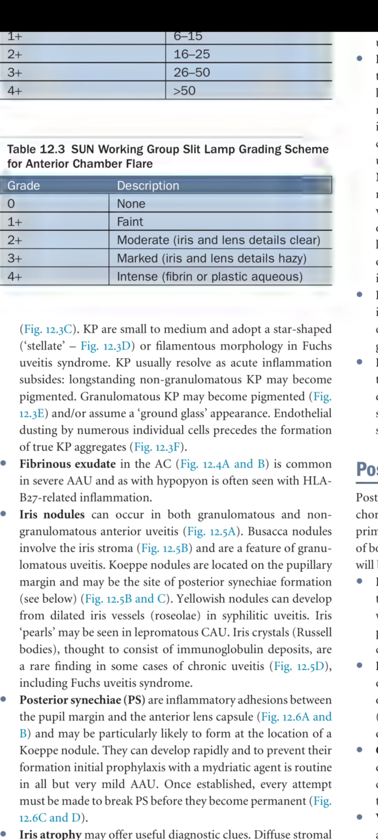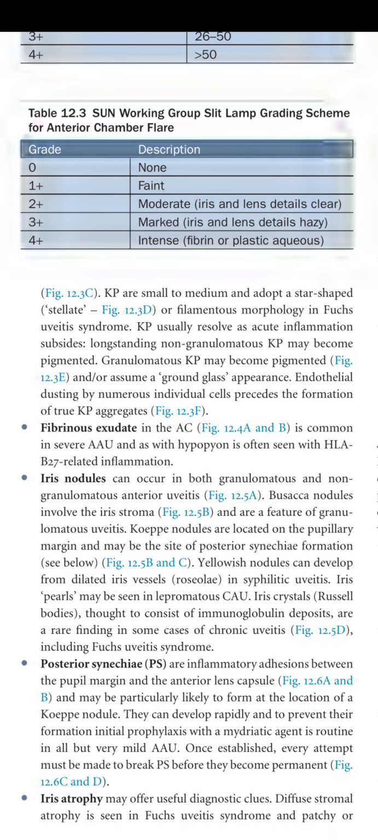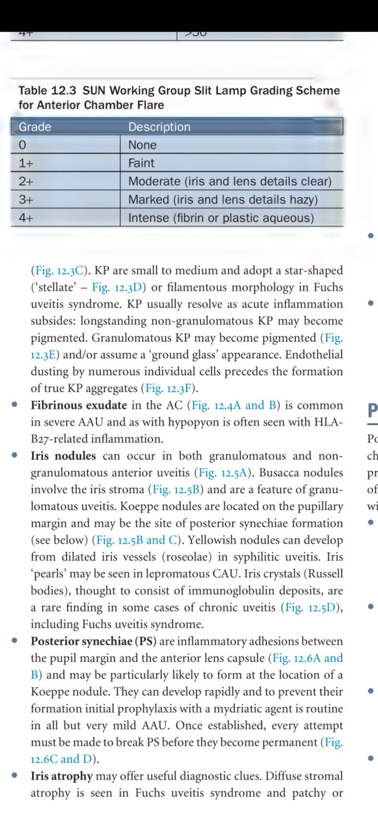Fibrinous exudate in the AC is common in severe acute anterior uveitis, as is hypopyon, often seen with HLA-B27 related inflammation. Iris nodules can occur in both granulomatous and non-granulomatous anterior uveitis. Busacca nodules involve the iris stroma and are a feature of granulomatous uveitis. Koeppe nodules are located on the pupillary margins and may be the site of posterior synechiae formation.